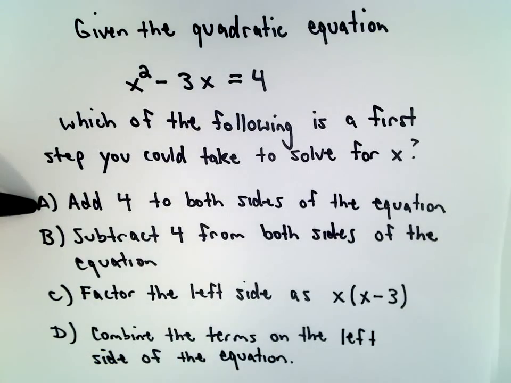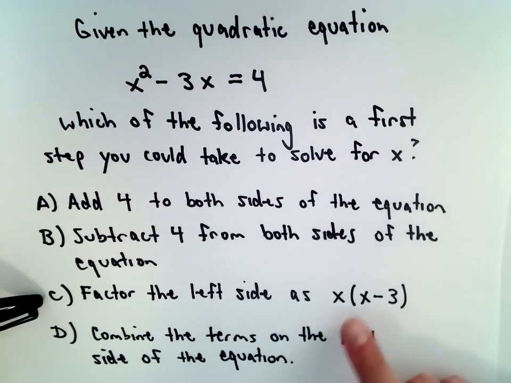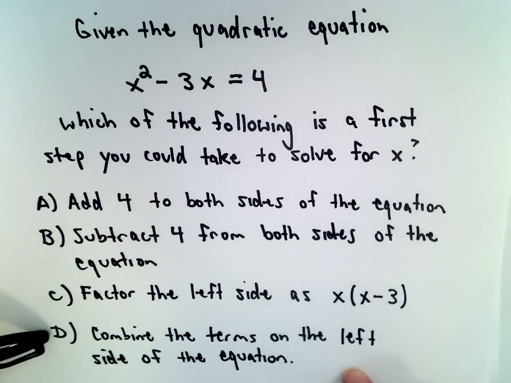Okay, so part A says add 4 to both sides of the equation. B says subtract 4 from both sides of the equation. C says factor the left side as x times the quantity x minus 3. Part D says combine the terms on the left side of the equation.